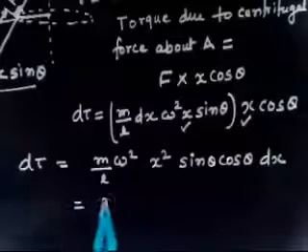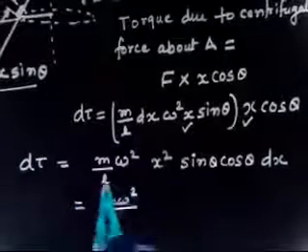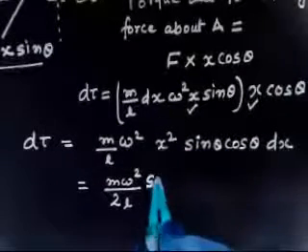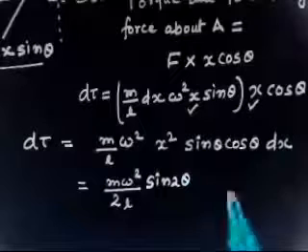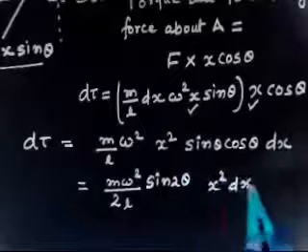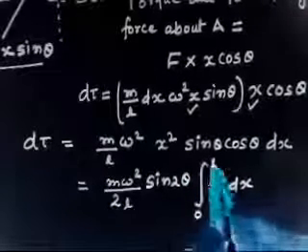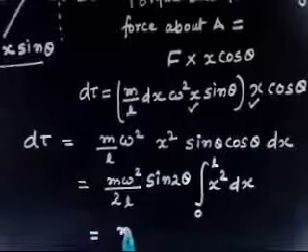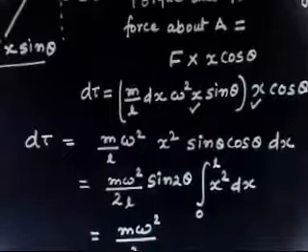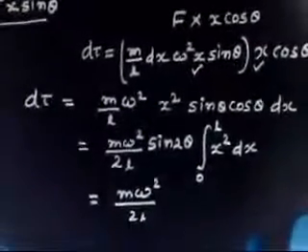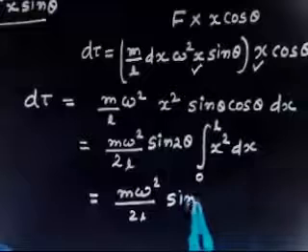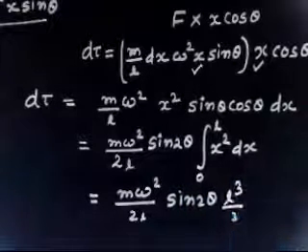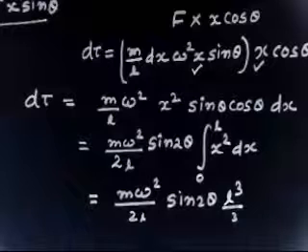So I can write m omega square, let us put 2L and multiply by 2 on the top, so we will have 2 sin theta cos theta, that is sin 2 theta into x square dx. I have to integrate 0 to L, so I will have m omega square by 2L sin 2 theta x cube by 3, that is L cube by 3. So this is the torque of centrifugal force.